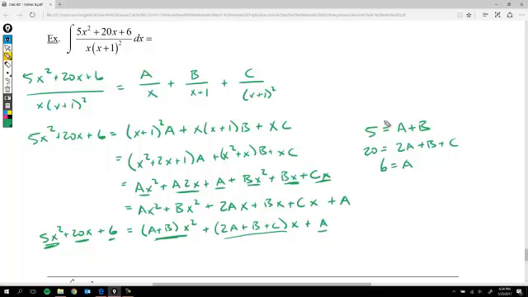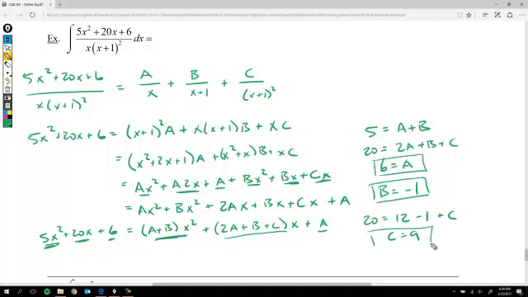That means right here, because A plus B equals 5, that means that B has to equal -1. And that means that from here, 20 equals 12 minus 1 plus C, that means that C has to equal 9. So I have my 3 constants solved for right here. So I'm just going to plug them into here. So that means that I have 6 over x plus -1 over x plus 1 plus 9 over x plus 1 squared.